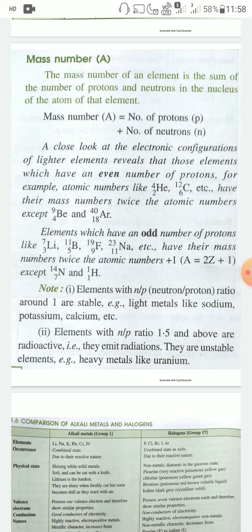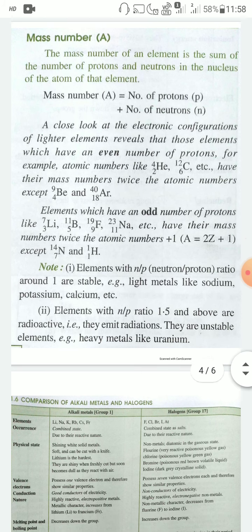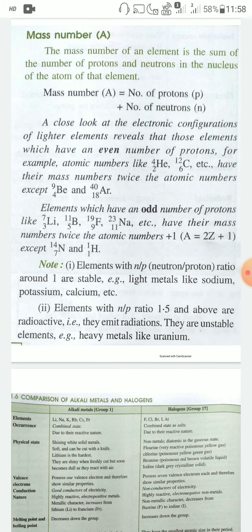A close look at the electronic configuration of lighter elements reveals that those elements which have an even number of protons, for example, atomic number of helium 2, He 4, for carbon 6, C 12, etc., have their mass number twice of atomic number, except 4Be9, and argon 18, 40.